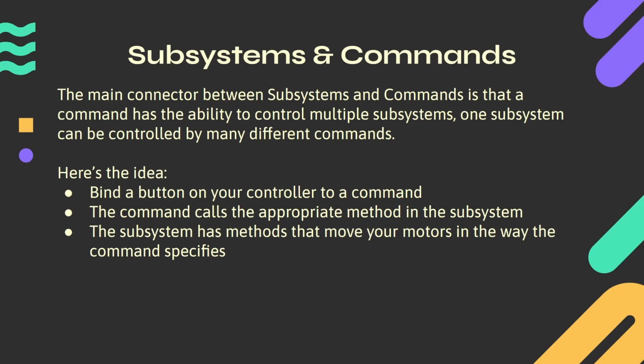So here's the idea. You're going to bind a button on your controller to a command. This command is going to call the appropriate set method in the subsystem, so setting for percent output, for example. And then that subsystem has methods that move your motors in the way that the command specifies. It could be percent output, or, and in the future we're going to talk about this, a velocity, a position, etc. So you have a button that calls a command, which calls a set method, which runs the motor. That's the main idea.